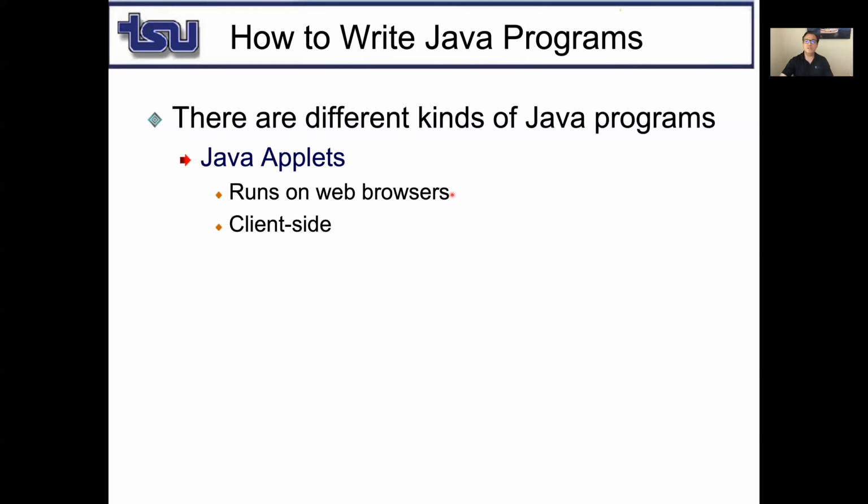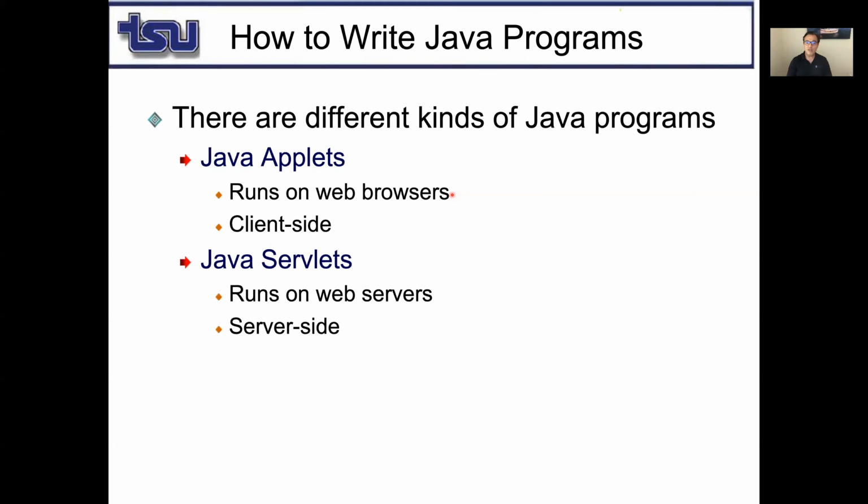Let's remember, there are different kinds of Java programs. One is Java applets. Java applets run on web browsers like Safari, Google Chrome, Internet Explorer, and so on. They are called client-side Java programs because they are like front-end software. You use a web browser to run them. You are the client of that web browser, and the app runs on the web browser. So these are called Java applets.